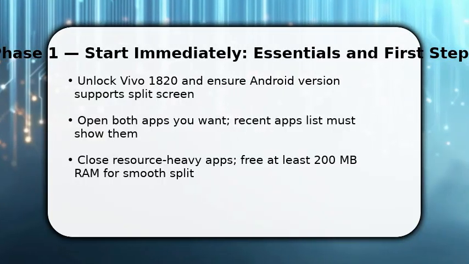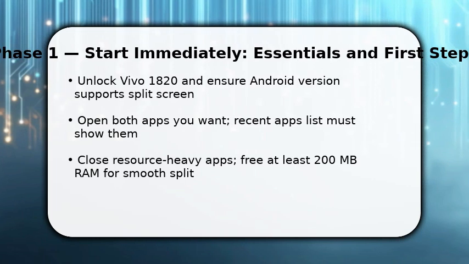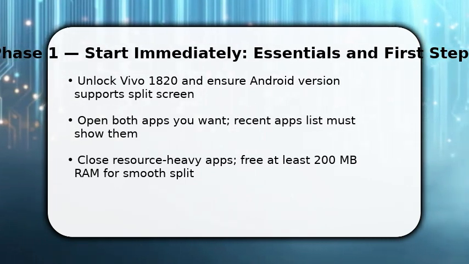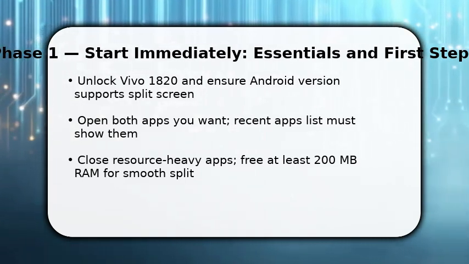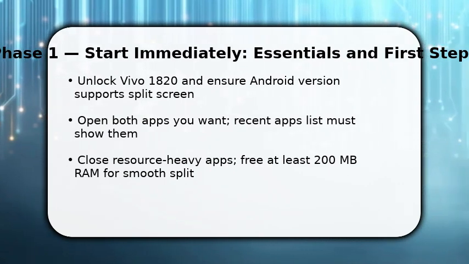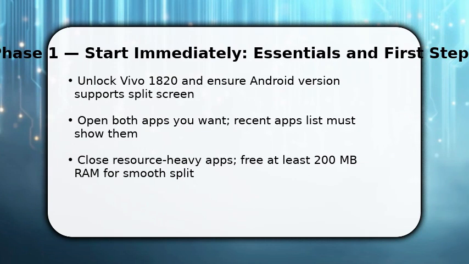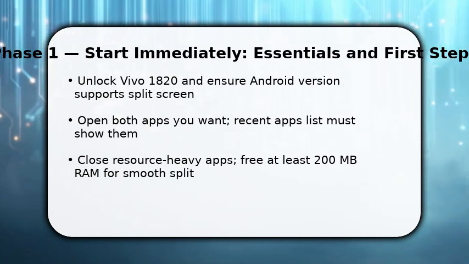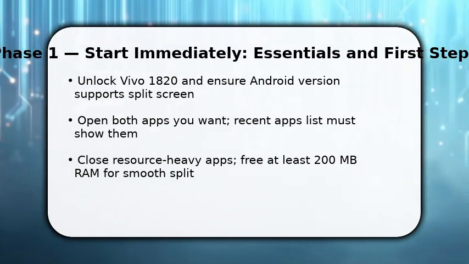You start by opening the two apps you intend to use. You need both running. Once done, tap the Recent Apps button to bring up the multitask view. This is where split screen is initiated. Make sure the app you want on top supports split functionality. Some media or full screen apps won't.